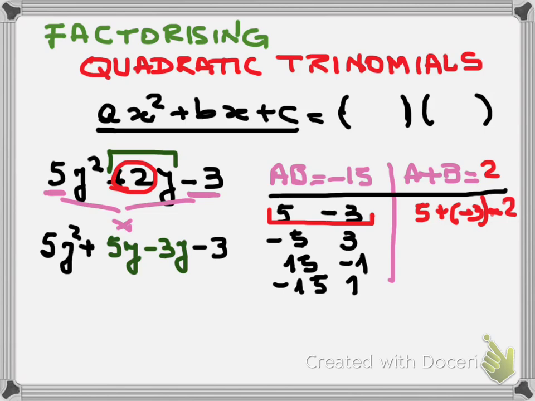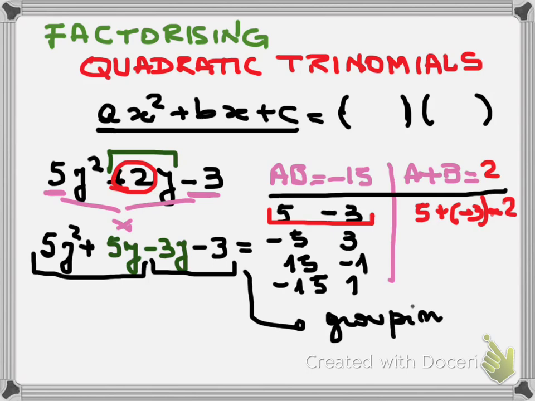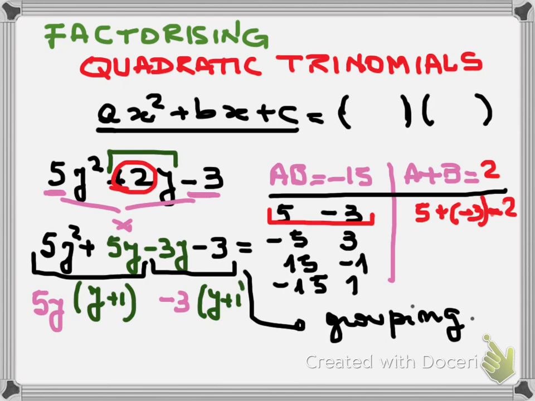And now, in order to factorize, I am able to split this into 2 groups of 2 terms, and I can use the method of grouping common factor. Now I'm going to factorize by grouping. In my first group, I am going to take 5y as a common factor, and in the second group, I am going to take minus 3 as a common factor. What remains in the first group is y plus 1, and in the second group is also y plus 1.